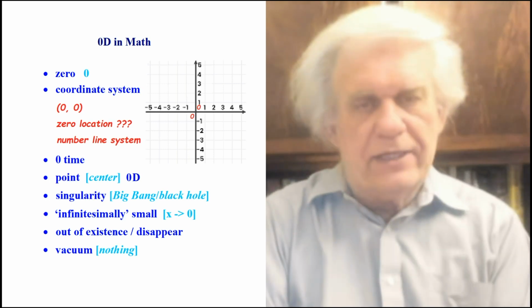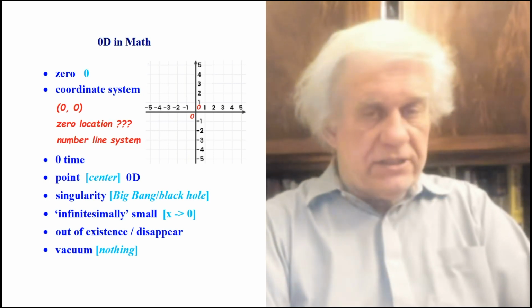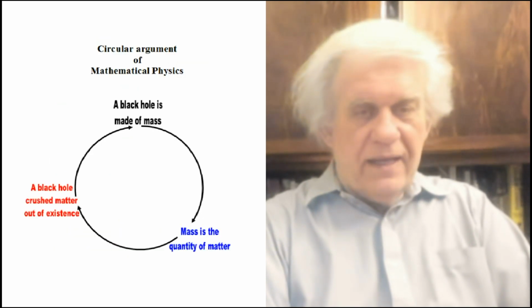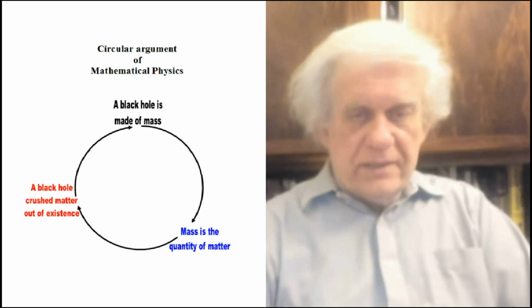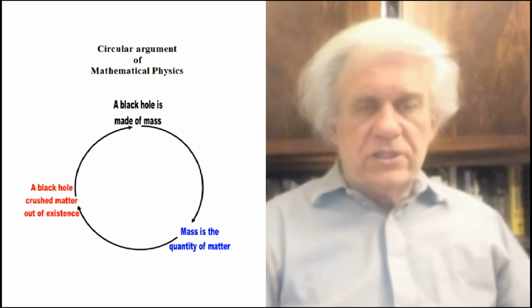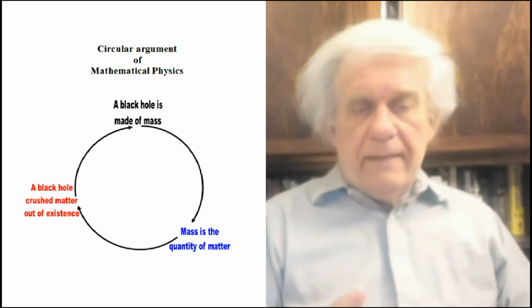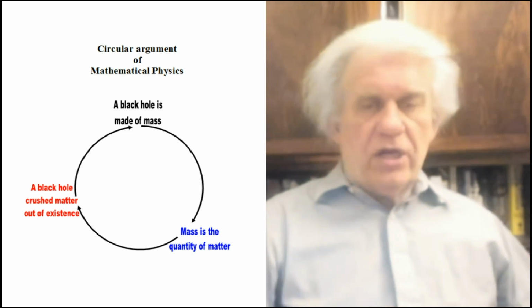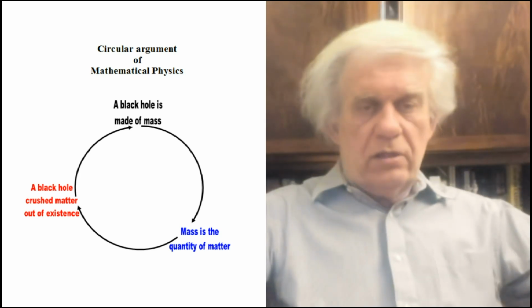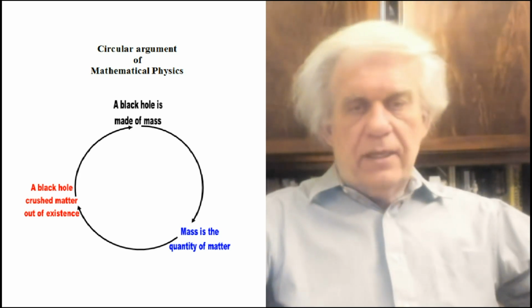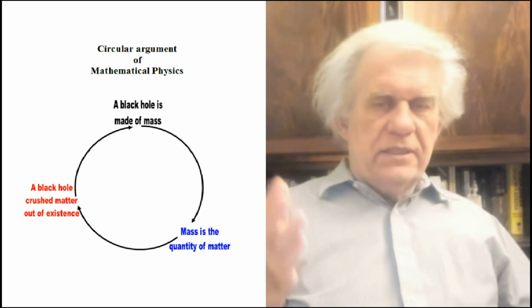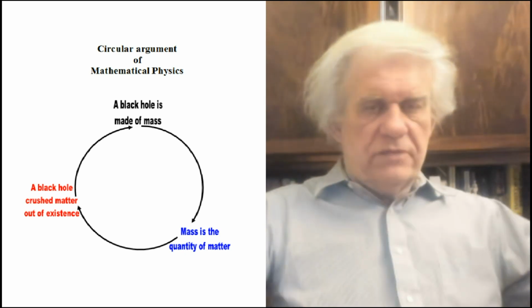Well, they have all this matter, right? They're going to crush it out of existence, turn it into zero size, infinite density, no shape. And here we have a little circular argument, because a black hole is made out of mass, right? But mass is the quantity of matter. That's how it's defined. So a star has all this matter, the quantity of matter, that's what we call the mass. We measure it in kilograms, but kilograms is a measure of how much matter the star has. A gigantic star, millions of times bigger than the sun.